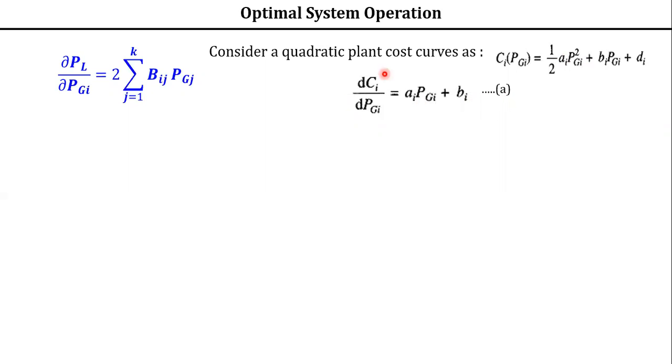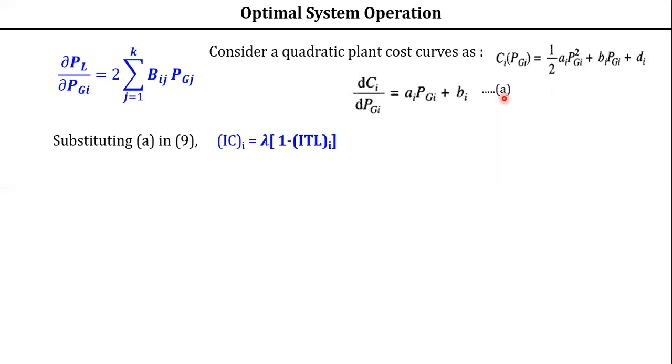This is nothing new, we have already done this, but just for your understanding I am repeating it. So I am calling it A here. What is this dCi by dPgi? It is the incremental fuel cost of the ith plant, and the unit of this incremental fuel cost will be rupees per megawatt hour. And what is the unit of this cost? Rupees per hour. Please remember these units. What is the unit of the B coefficient? Megawatt inverse. Clear?